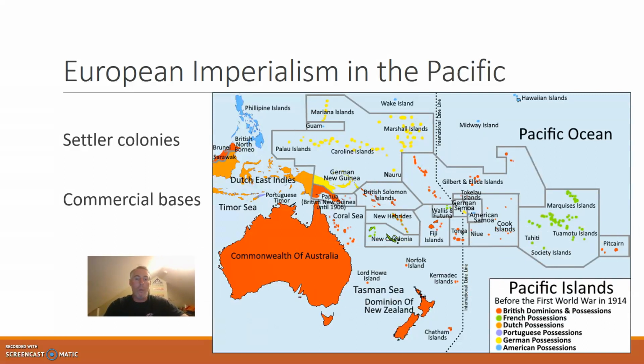The only one that wasn't under some type of foreign rule was the Kingdom of Tonga. The rest of them, you see British, obviously, they got the big ones of Australia and New Zealand. You see French, you see Dutch, and you see America in here as well. American Samoa, and you've got Hawaii and Midway up there as well. So all of these little islands got gobbled up too.